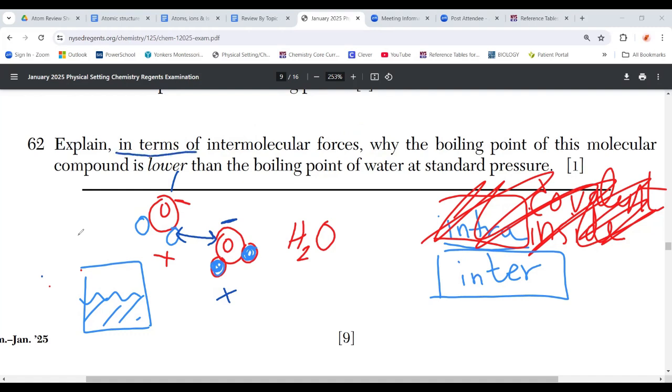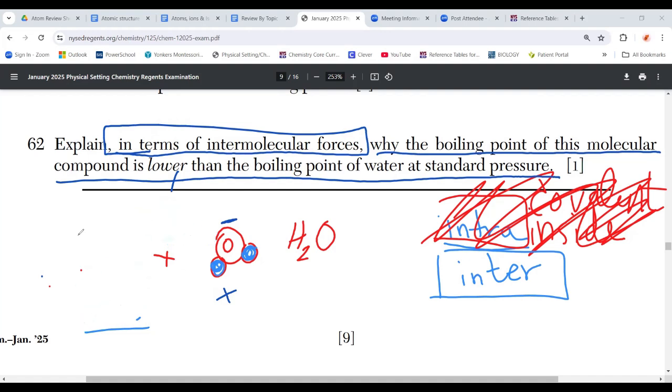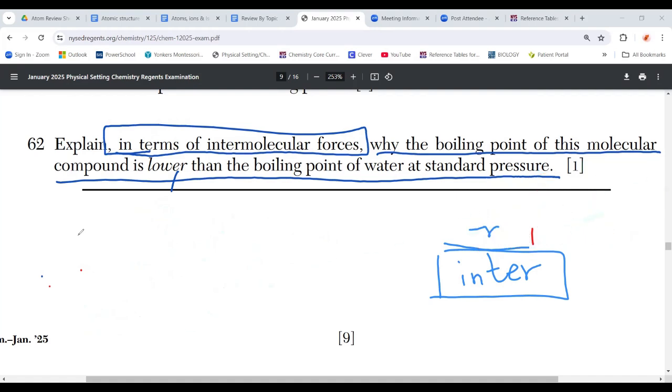So explain in terms of intermolecular forces. That's what I have to talk about. Why the boiling point of a molecular substance is lower than the boiling point of water at standard pressure. This is actually something we talked about from the very beginning of the year. What makes things have certain physical properties is how attracted its particles are to each other. So you've known from the very beginning of the year that if something is a liquid, it has very strong attractive forces. And if something is a gas, it has weak attractive forces.